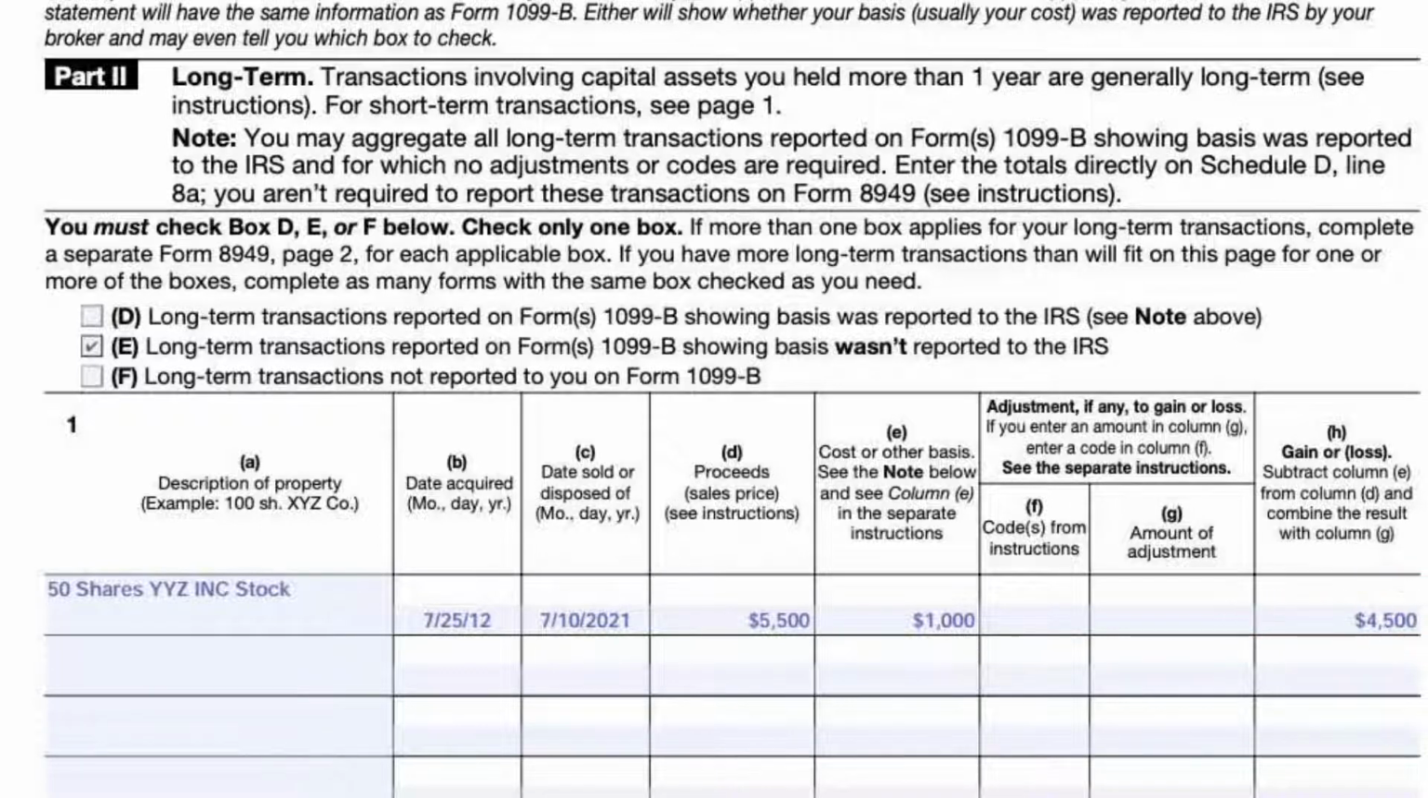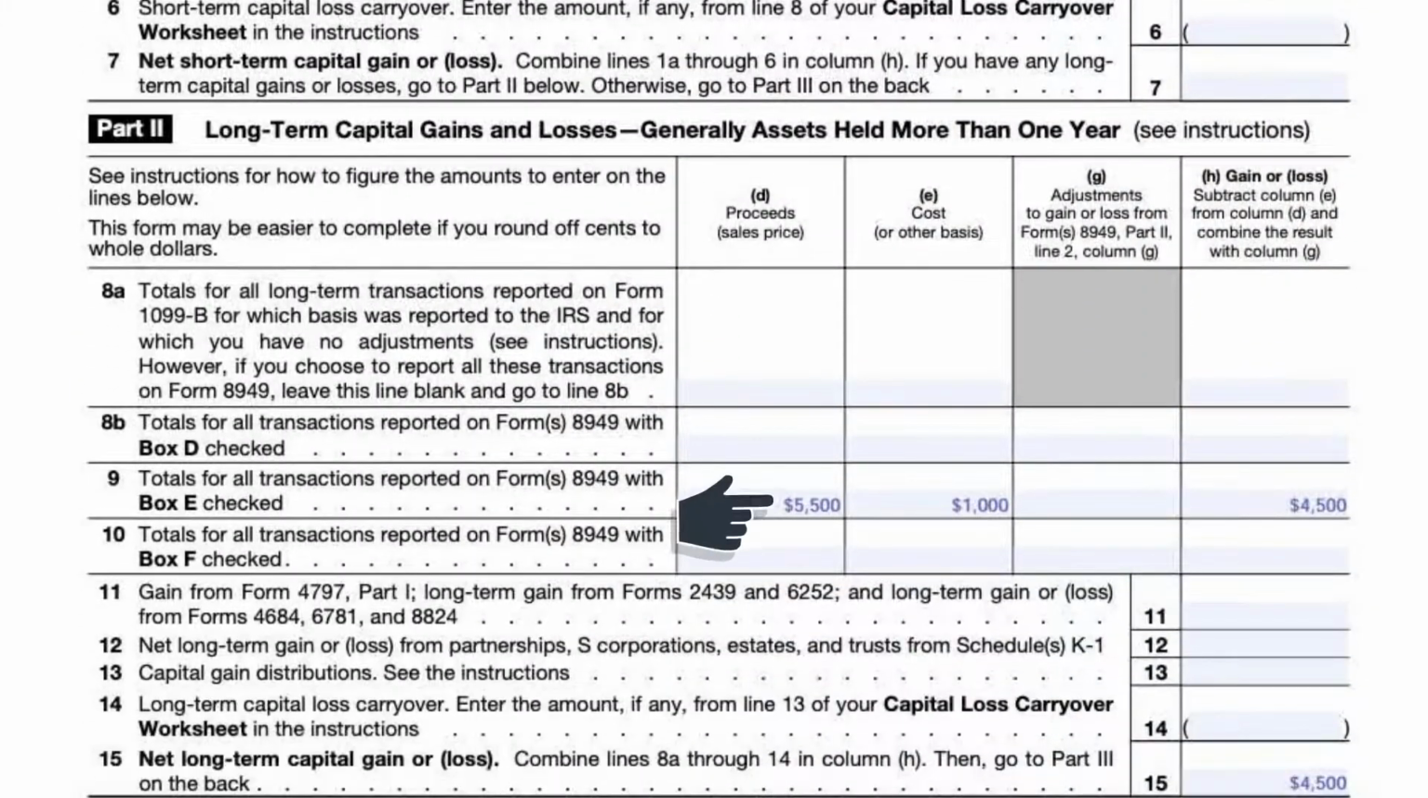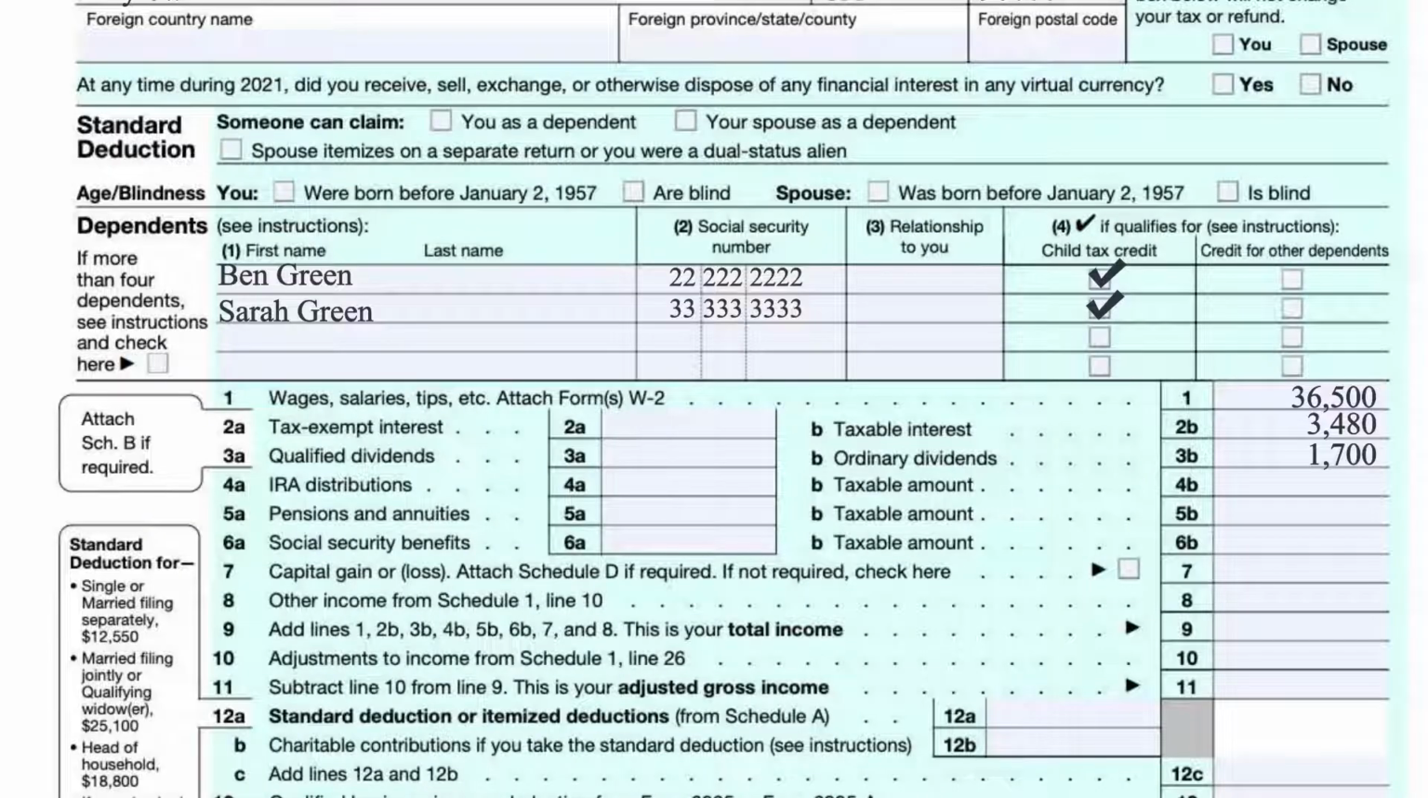So her net profit is $4,500. Going to Schedule D, we again see that $5,500 was entered for the sale price, $1,000 was entered for the cost of the stock, then $1,000 was subtracted from $5,500, giving us a total of $4,500. The final amount of $4,500 is entered on line 7 of Form 1040. Now on to line 8.